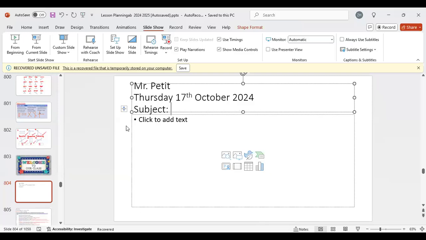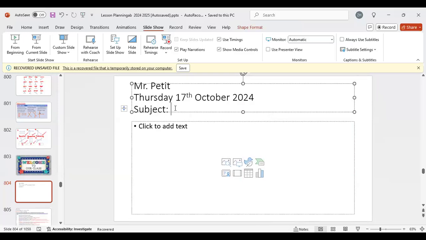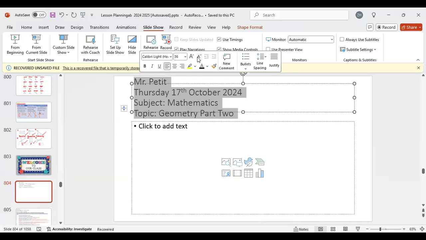All right, the subject is mathematics. And the topic is, at least for now, I'm just going to call it geometry part 2. I'm not going to name it. Let's see how far we get with this.